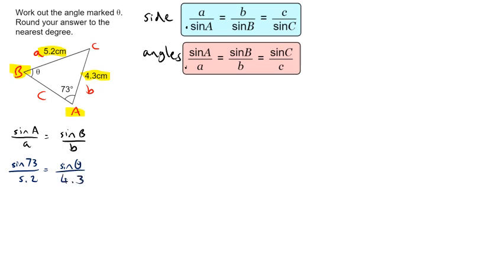Now, we need to make, I'm just going to highlight, we need to make theta the subject. Theta is like x here, it's what we want to work out. We want to work out what theta is. The first thing we need to do is to get rid of this 4.3, so we multiply both sides by 4.3.